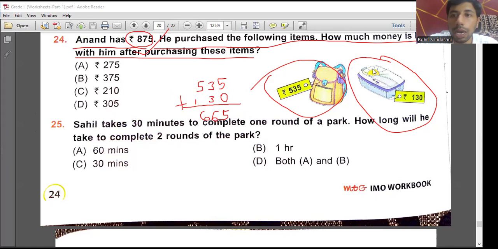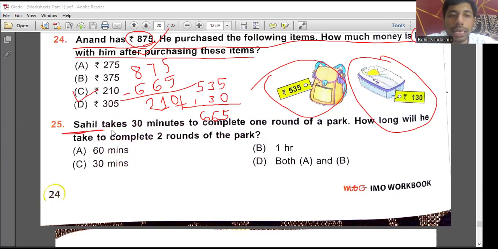Now we need to find out the left amount, which means subtraction. So 875, which is the total amount, we will subtract 665 from this. So let's start. 5 minus 5, 0. 7 minus 6, 1. 8 minus 6 is 2. So total 210. Answer is option C, 210.